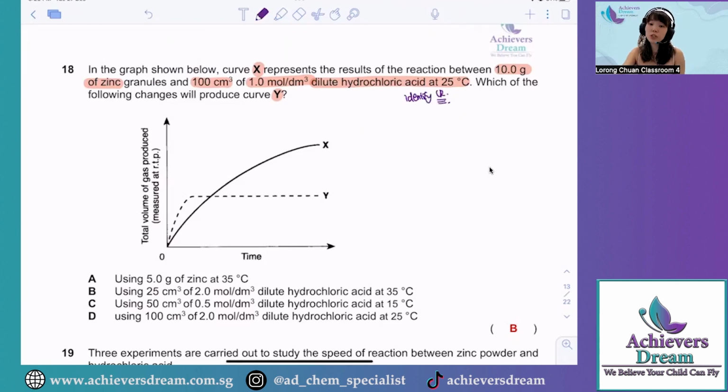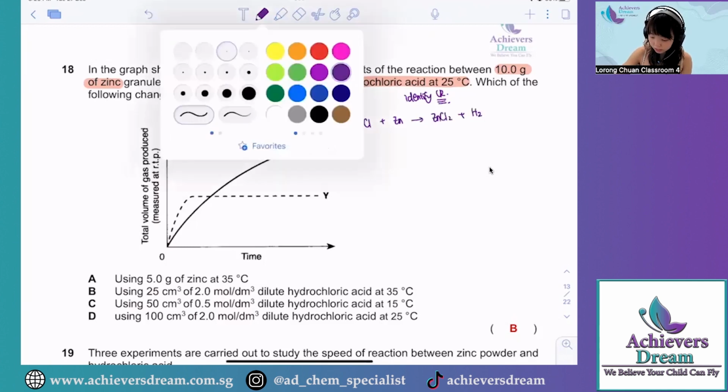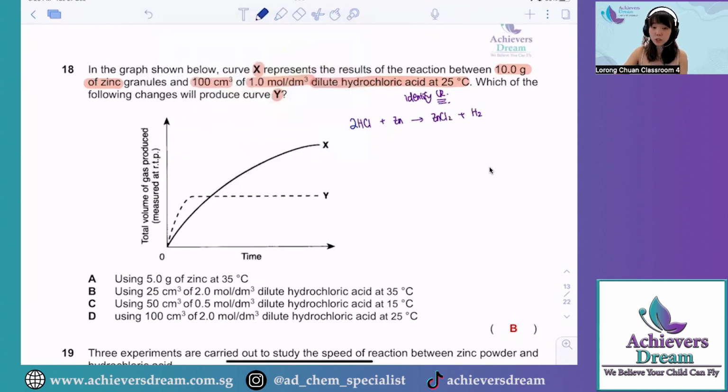Now, our first step would be to identify the limiting reagent. However, because this question didn't state which one is added in excess, we will need to do some more calculations to help us identify the limiting reagent. So I will write the chemical equation between hydrochloric acid and zinc. This is an acid-metal reaction, so it will give you a salt, zinc chloride, as well as hydrogen gas. Okay, and I'm going to balance the equation.